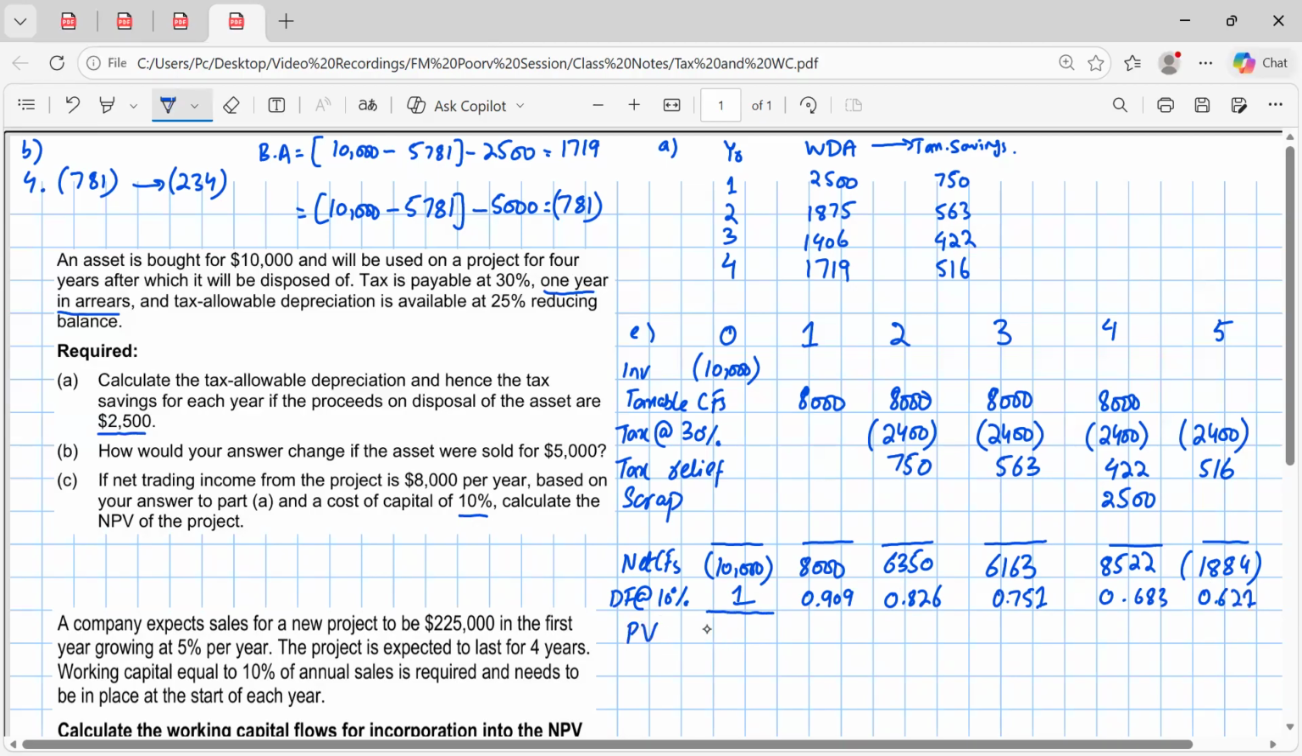This will give you 10,000 negative. 8,000 times 0.909, how much will it be? 7,272. Then for year 2, 5,245. For year 3, 4,628. For year 4, 5,821. And for year 5, 1,172.